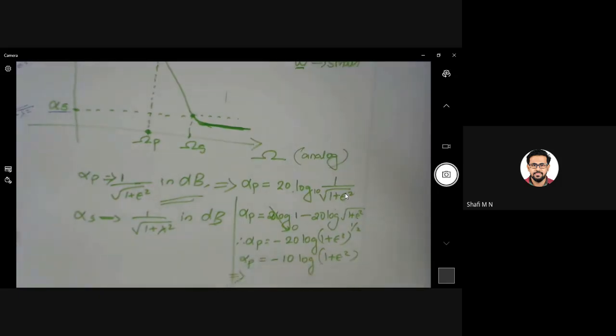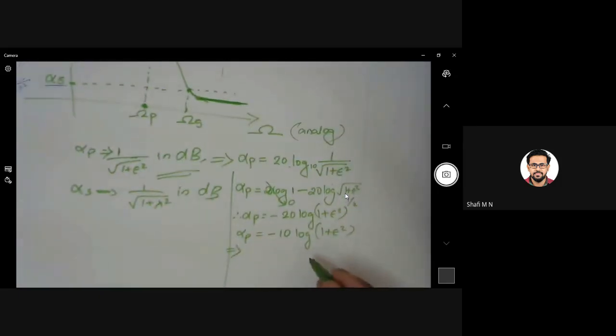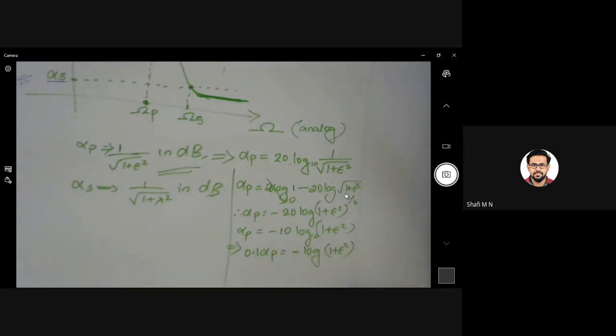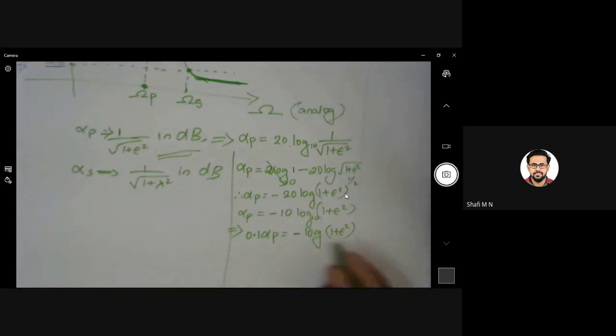Which implies, the logarithm base is 10, so this can be rearranged here. Alpha P by 10, that is 0.1 alpha P, equals minus log 1 plus epsilon square. This is the direct equation. Okay.